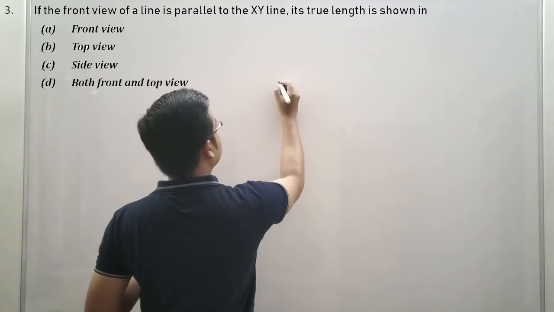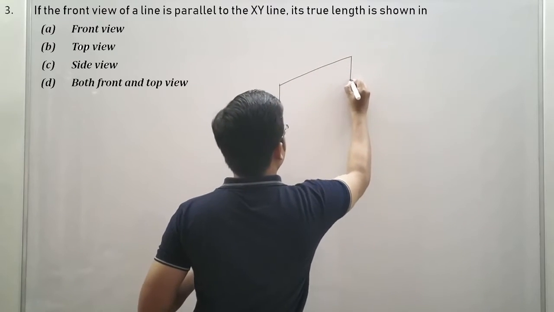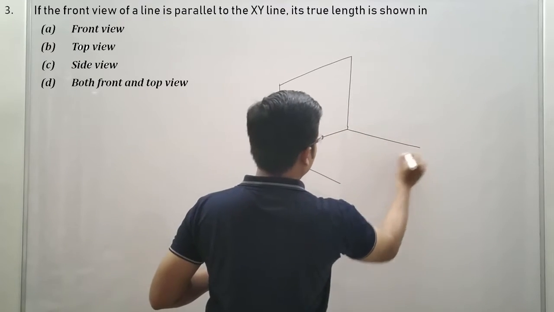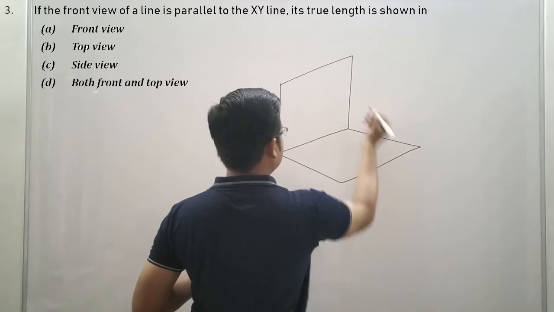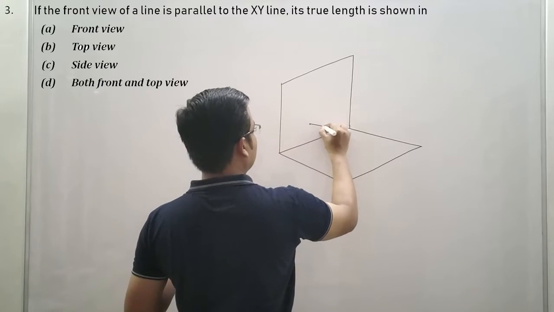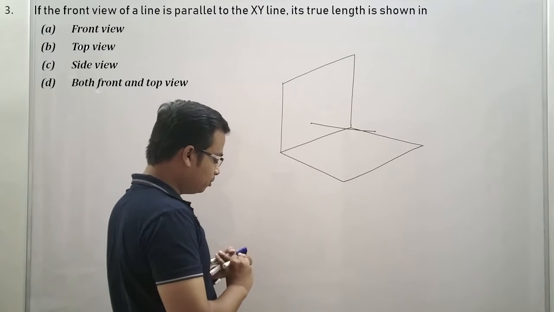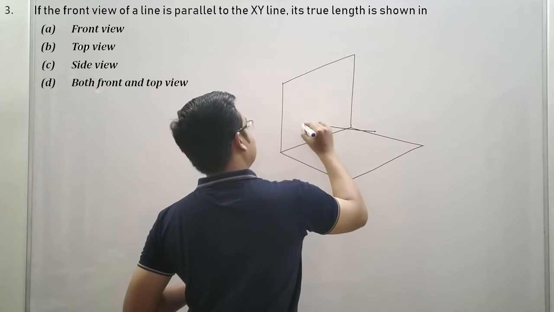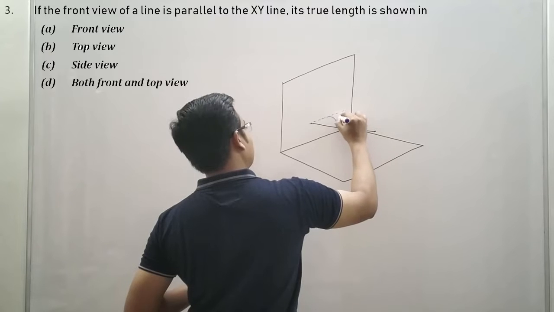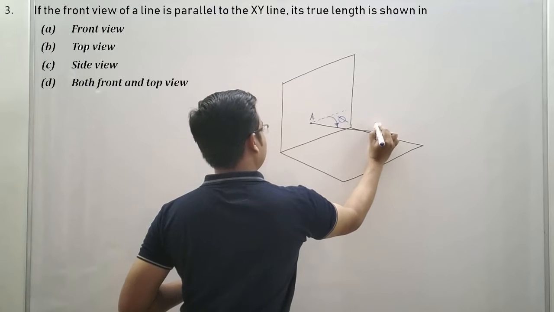So let us have a vertical plane like this, and let us also have a horizontal plane. That's VP, that's HP. Now what we are going to do is we are going to keep a line like this. Now this line is actually inclined to the vertical plane, let me tell you. This angle right here is the angle made with the vertical plane. Let's say this end of the line is represented by A, this end is represented by B.